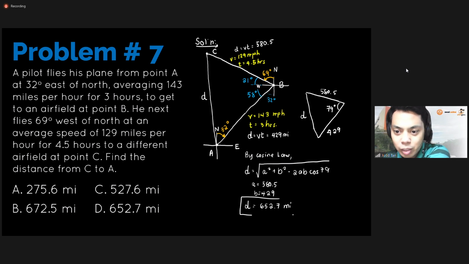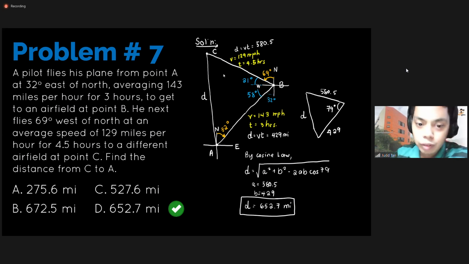Okay? Huwag tayo, guys, mag-depend sa ibang tao, no? Gusto natin independent, kaya natin. Okay? Ayan, so 652.7 miles. Nice. Okay, very nice. Alright, so okay na po yun, no? Okay na, no? Very nice. Okay. Sige, let's move on tayo, no? Move on tayo, guys. So okay na pa tayo sa sine law, sa cosine law, sa right triangles.